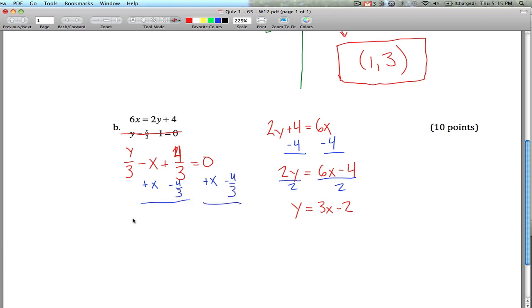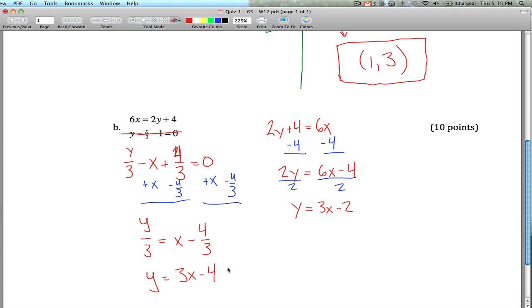And what that leaves us with is, in red, y over 3 is equal to x minus 4/3. But we don't want to know what y over 3 equals. We want to know what y equals. So we'll multiply both sides of this equation by 3. If you multiply both sides of the equation by 3, you get a y over here, and you get a 3x minus 4 over here.